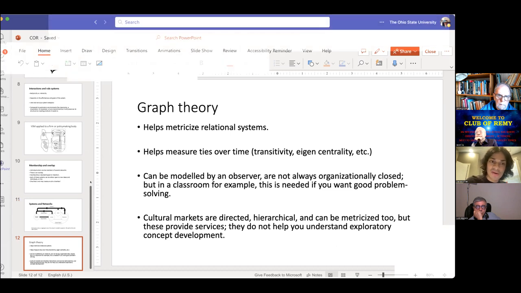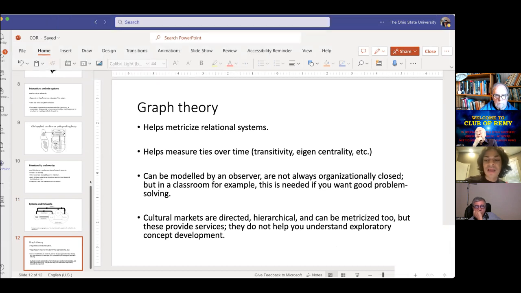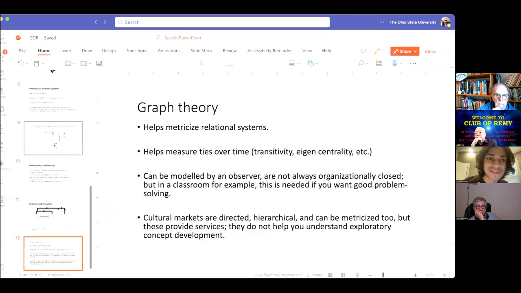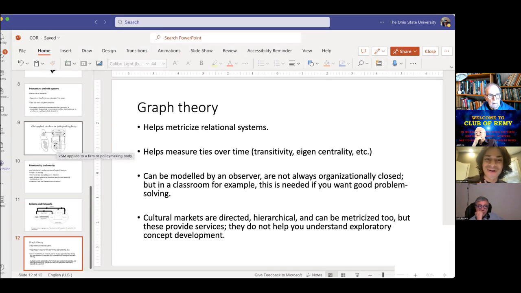So while cultural markets and corporations are directed and hierarchical and metricized, I think the distinction that is important to make is that they provide services and they don't so much focus on concept development and exploratory activity as their primary focus. And I think that would define their structure. You know what I mean? You can see that a firm is more hierarchical. Postal services are more hierarchical, like Lucio said. But the idea behind them is to maintain the structure of a cultural market, right? And deliver goods and services to people.